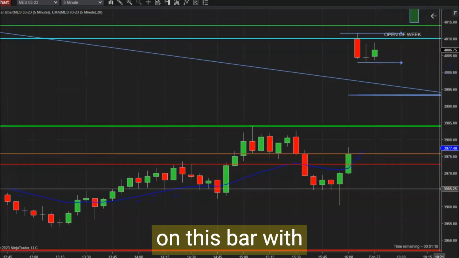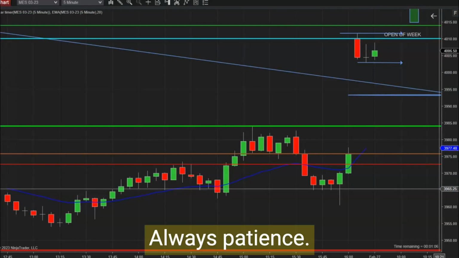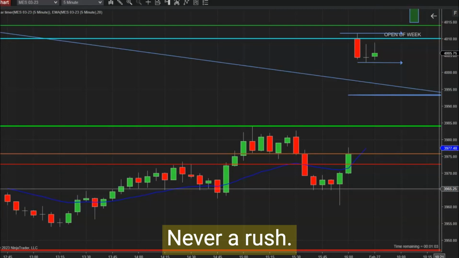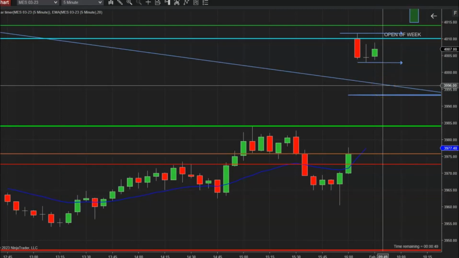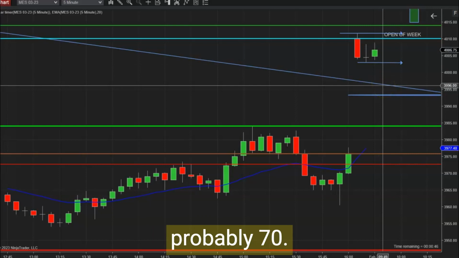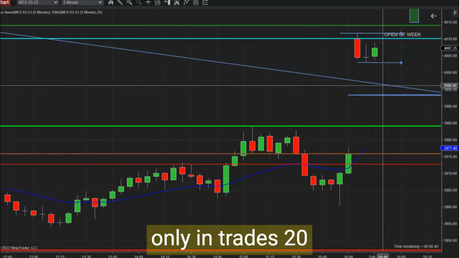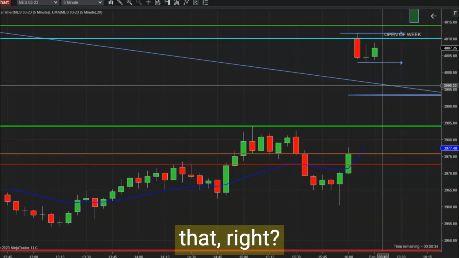About a minute left on this bar. We're 3 bars in. Patience. Always patience. There's no rush. Never a rush. Remember, we get paid as traders to wait. I would say probably 70 to 80% of my time is waiting, which means I'm only in trades 20 to 25% of the time. Think about that, right?